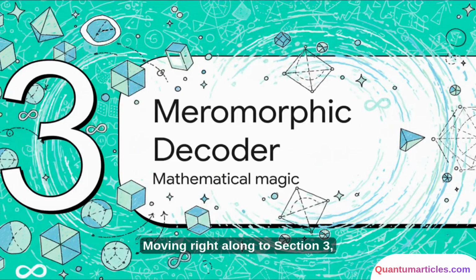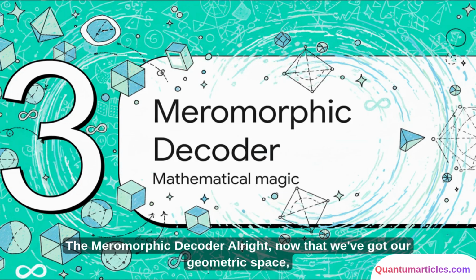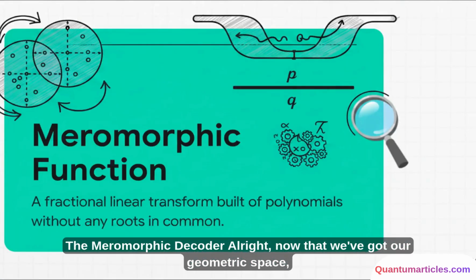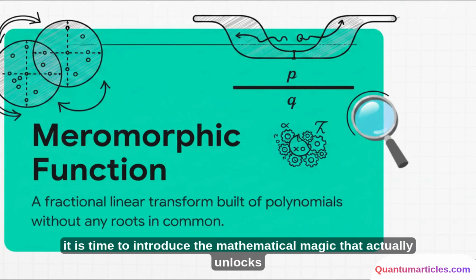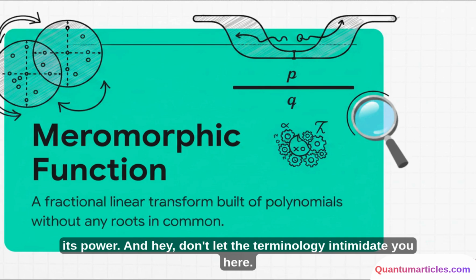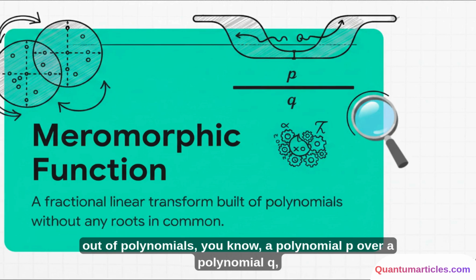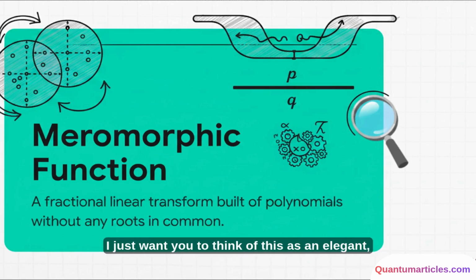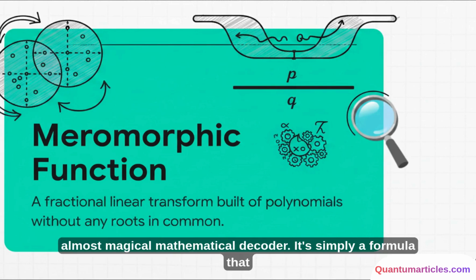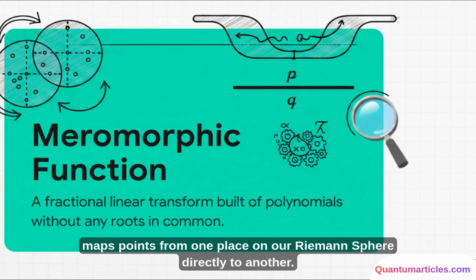Moving right along to Section 3, the meromorphic decoder. All right, now that we've got our geometric space, it is time to introduce the mathematical magic that actually unlocks its power. And hey, don't let the terminology intimidate you here. A meromorphic function is really just a fractional linear transform built out of polynomials. You know, a polynomial p over a polynomial q without any roots in common. I just want you to think of this as an elegant, almost magical mathematical decoder. It's simply a formula that maps points from one place on our Riemann sphere directly to another.